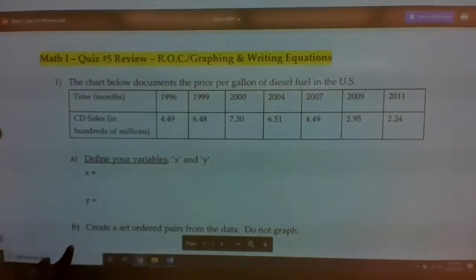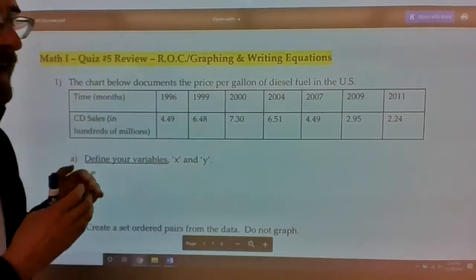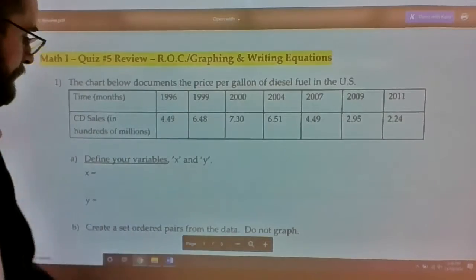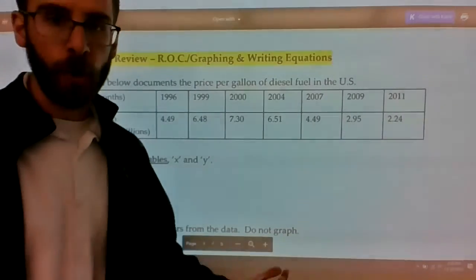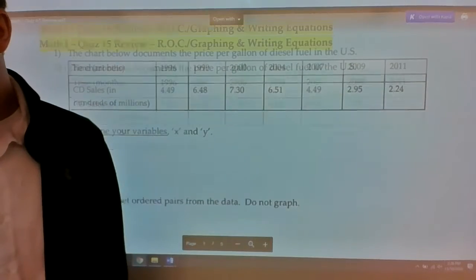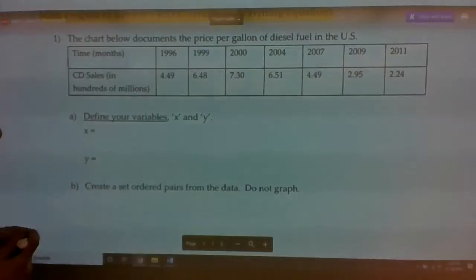This is going to look structurally a lot like the quiz you're taking tomorrow. I'm going to give you a chart of values. I'm going to ask you to define your variables, create a set of ordered pairs from the data. Don't graph it. Just things like that. So, first things first, defining the variables.